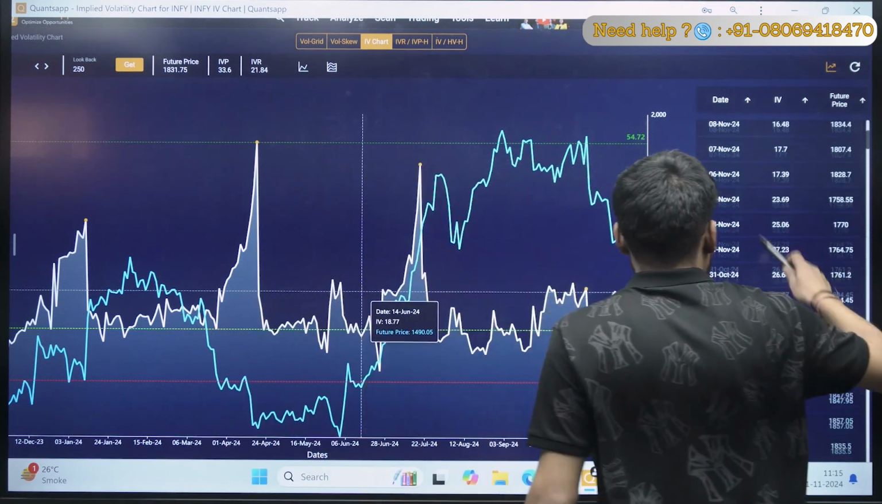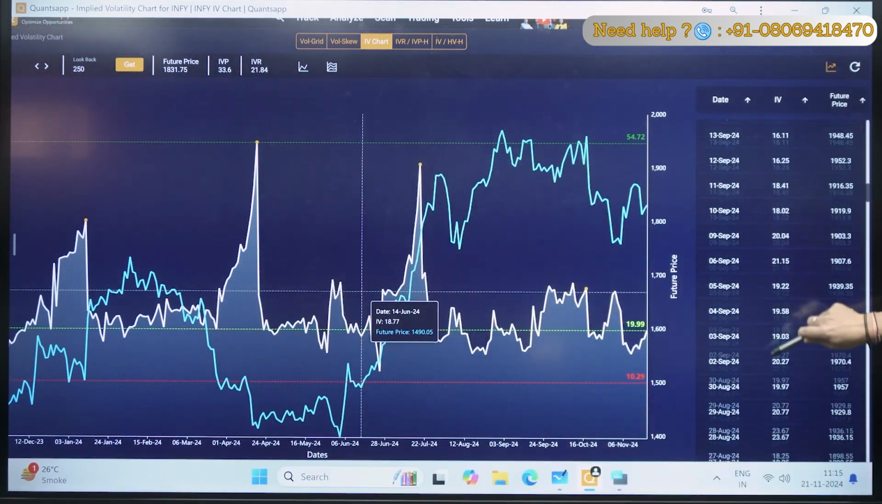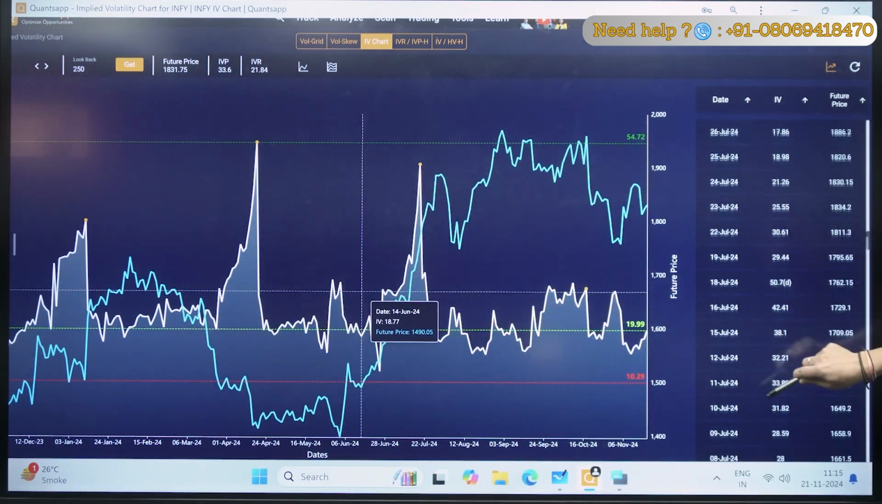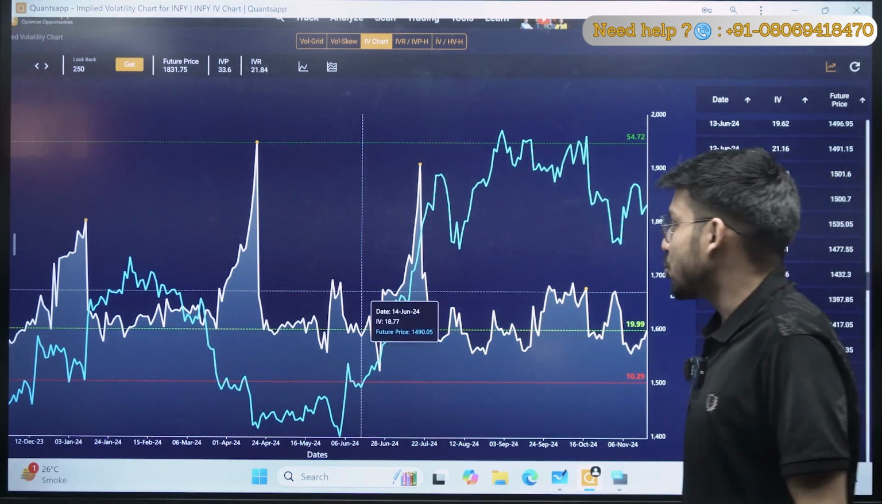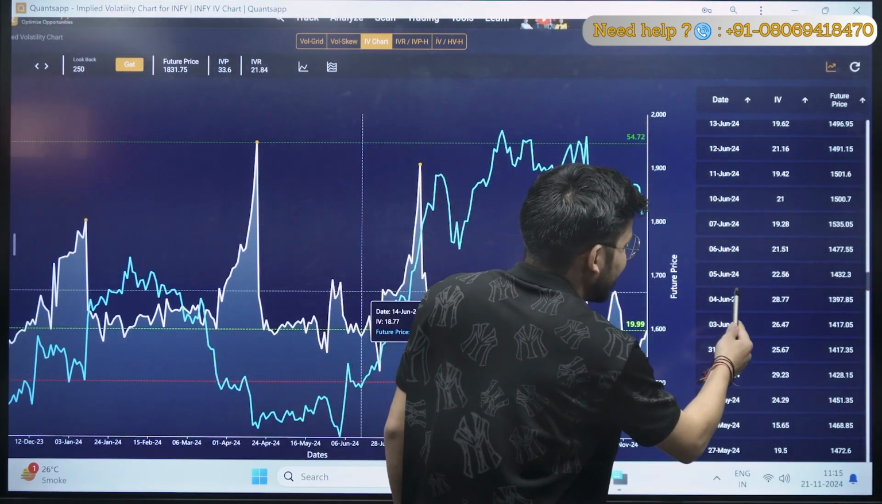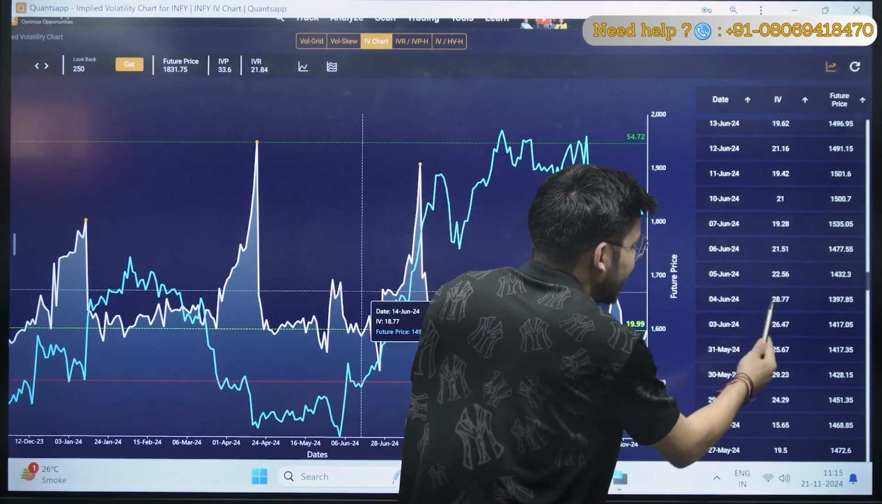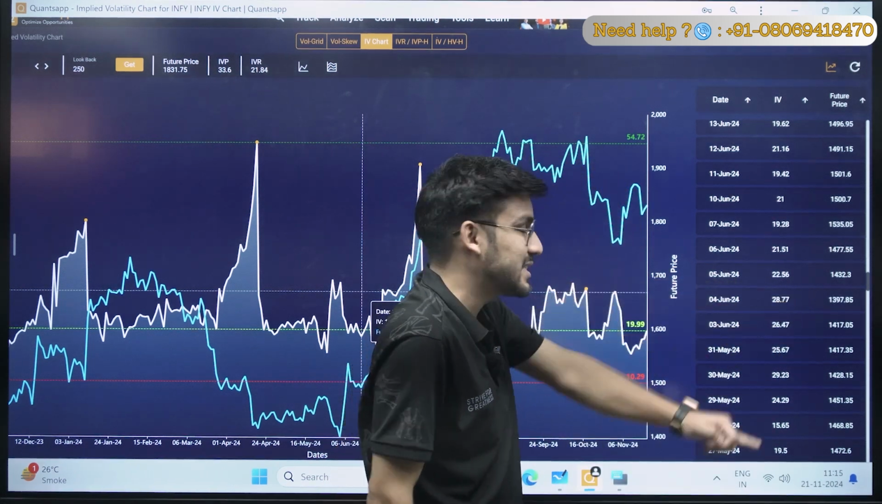Okay, if I show you here more clearly, so I think that will be more visible and clearer to you. Okay, so 5 June, you can see 5 June. On the 5 June, you can notice my volatility on 4 June and 5 June was at its peak. You can see 28.77, right?